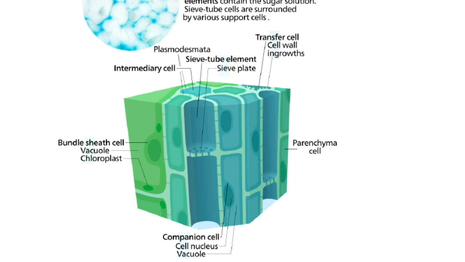So materials from the companion cell will make their way through the plasmodesmata and enter into the sieve tube element. So from the sieve tube elements, these materials are transported to different cells or to different parts of the plant.